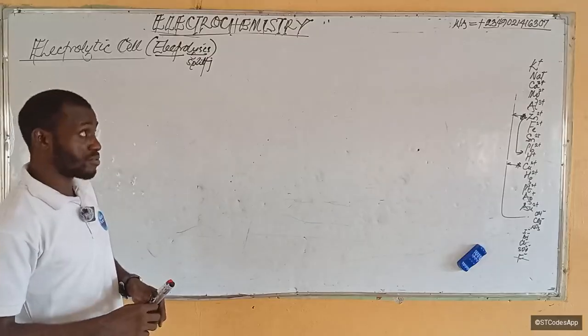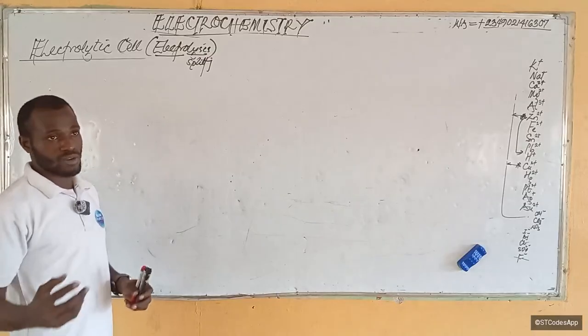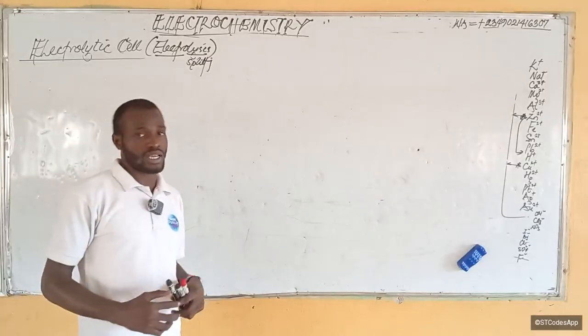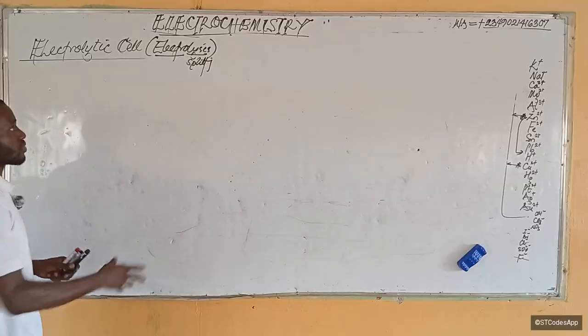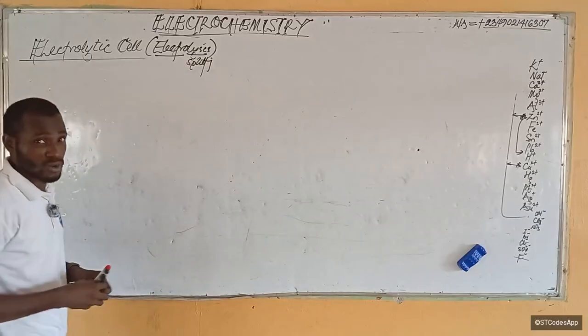But of course, I didn't even mention that before. There are two types of cells. We have the primary cell and the secondary cell. Primary cells are not rechargeable. Secondary cells are rechargeable. So my point is now that the process that recharges your battery is electrolysis, okay?